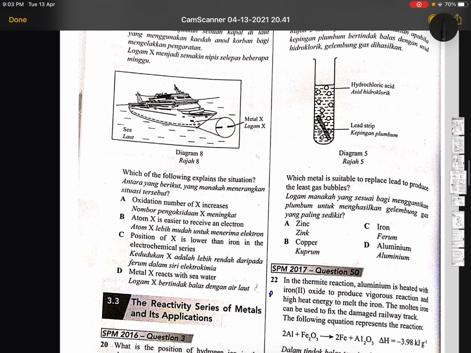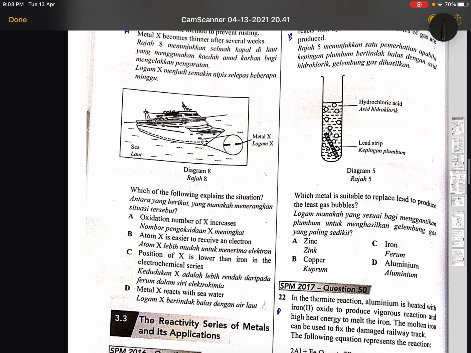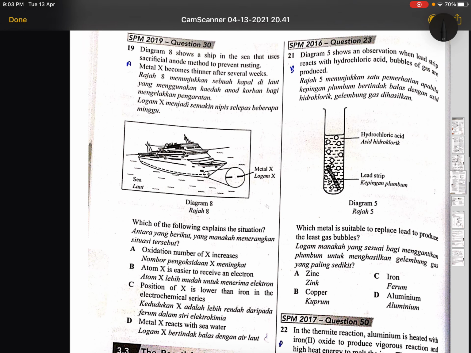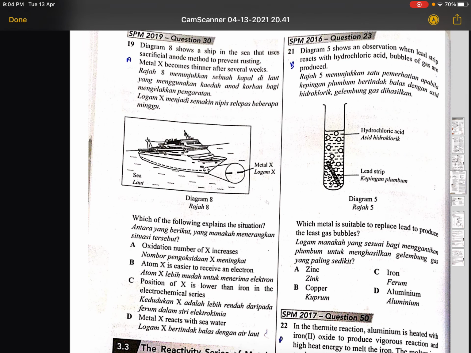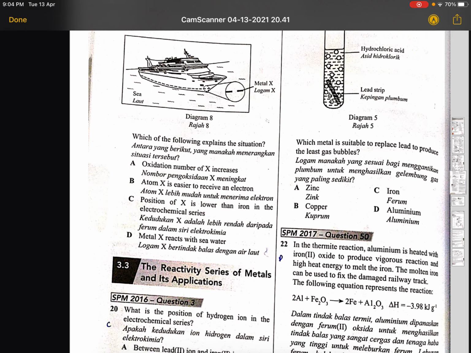Okay, oxidation number of X increases. The answer here is A. Now, why A? Let me see. Is it A? Again, I haven't really looked at this before, so I'm trying to explain, but at the same time, I'm kind of dumb. So yeah.